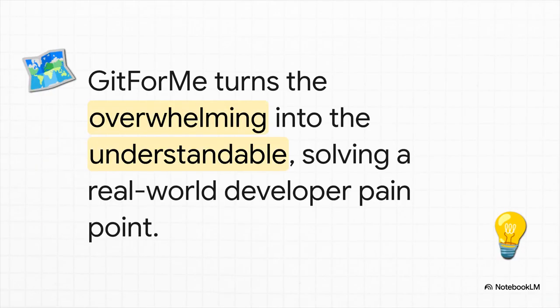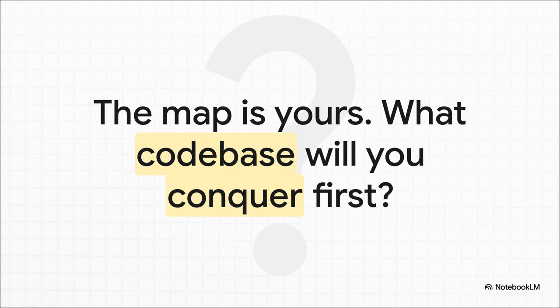When you step back, GitForMe is just a fantastic example of using AI to fix a real-world headache for developers. It's not only this great tool for anyone trying to get into a complex project, but it's also a wonderfully open and accessible project for developers who want to give back. With tools like this knocking down the biggest barriers, the world of open source is just more accessible than ever before. So really, the map is now in your hands. The only question left is, what intimidating codebase are you going to conquer first?